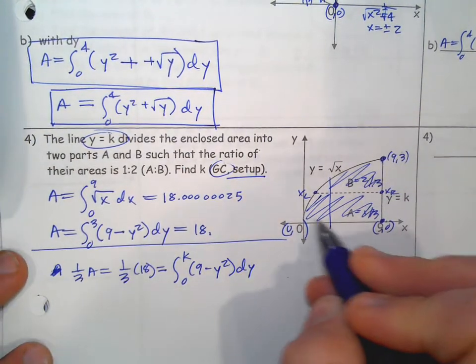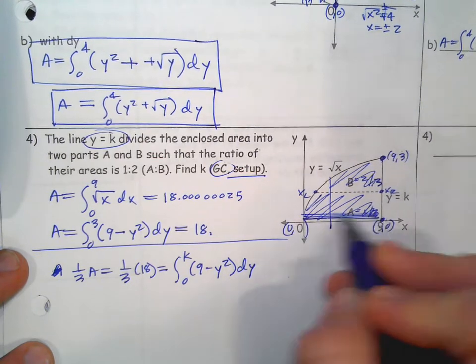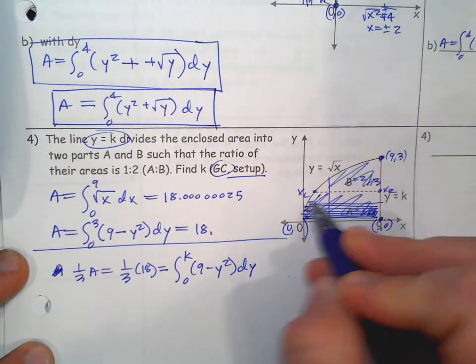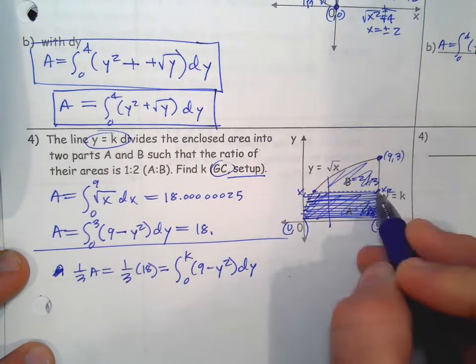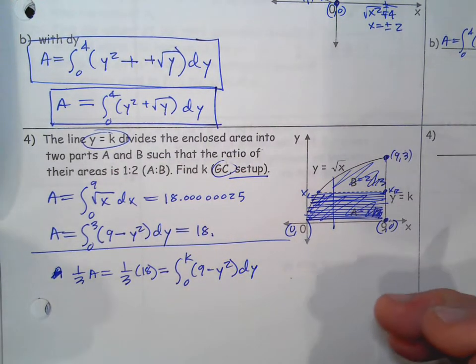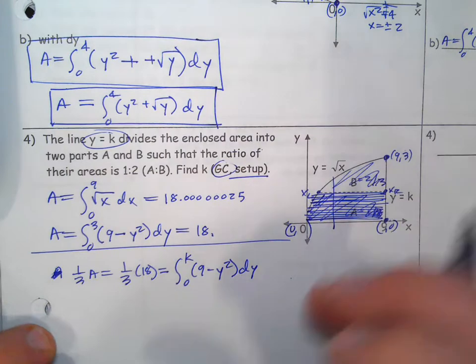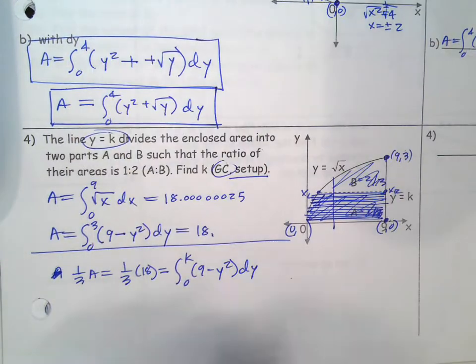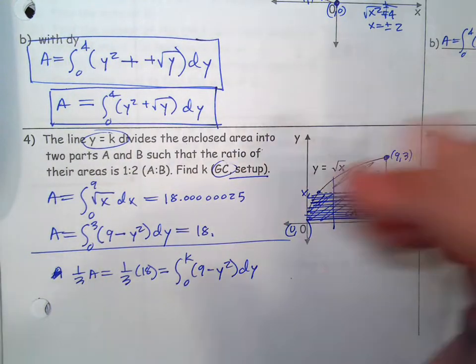Because essentially what we're going to do is integrate this and keep adding the area until it perfectly is 1/3. You can't do that with vertical slicing to meet a horizontal line. If they told you x equals k originally, a vertical line, then you would do it with x.